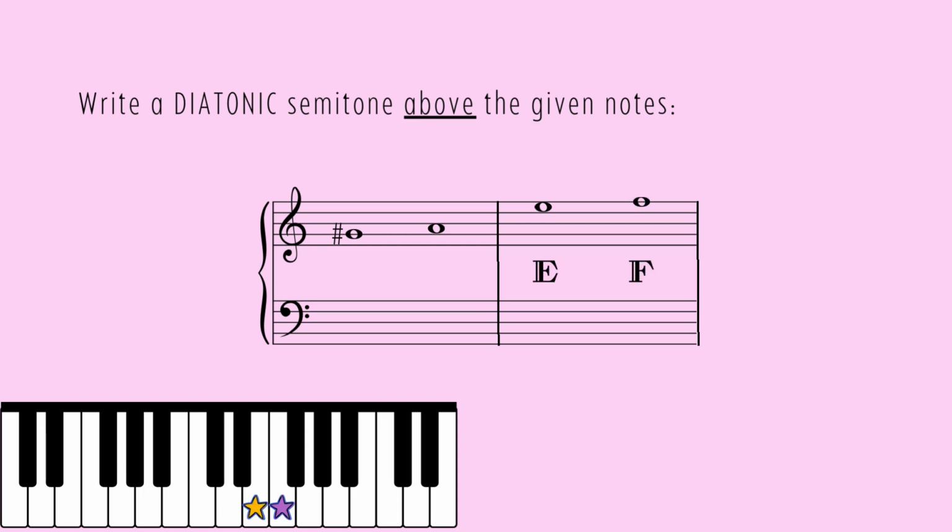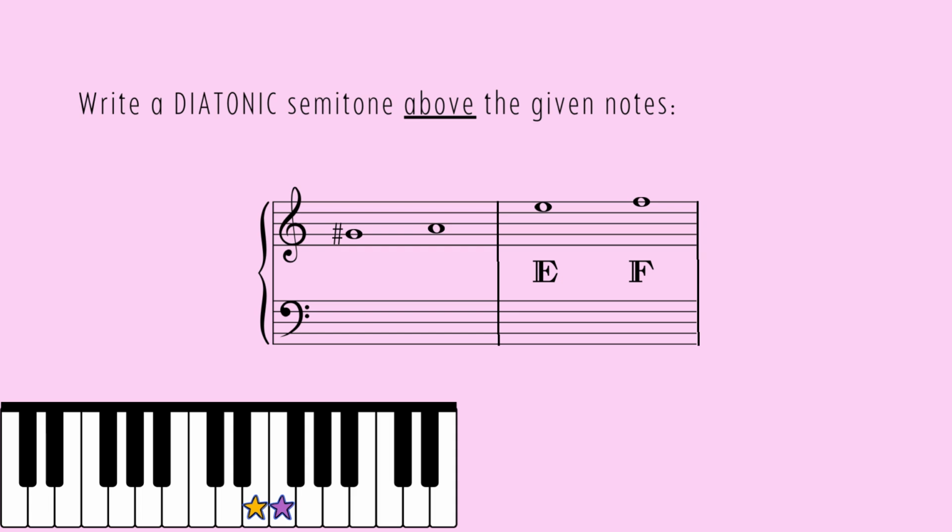Our next example is the note E, and again, we're looking to write a diatonic semitone above that note. So the first thing we're going to think about is what is the neighboring letter name above E? If we go ahead in the musical alphabet, what comes after E? We have F. So we're going to write the letter F down, and then we're going to put the note on the staff on F, which is one line above the given note.